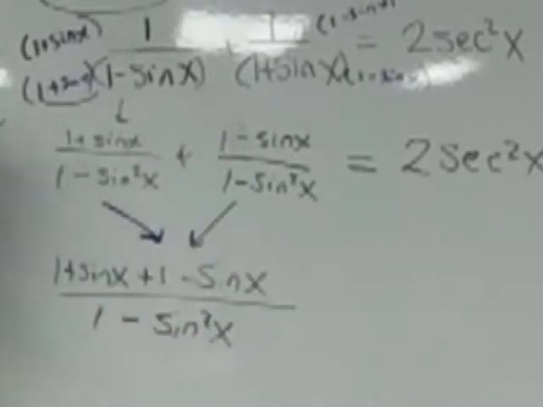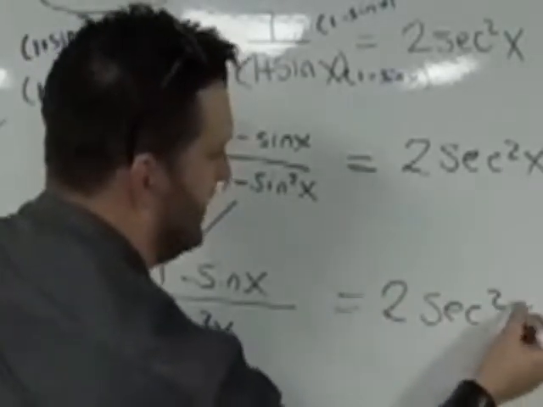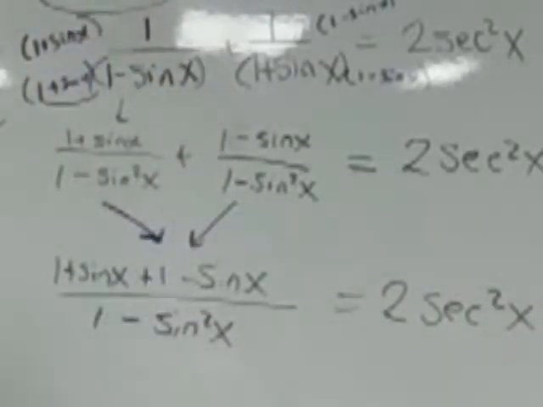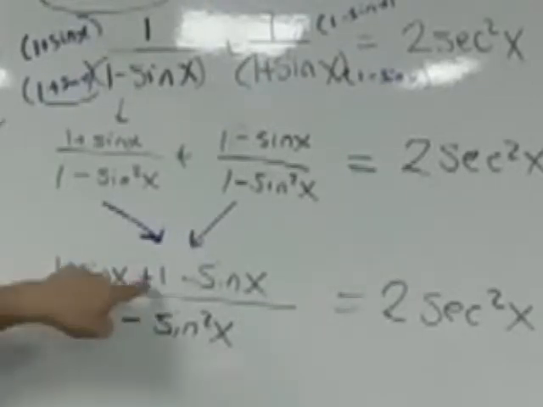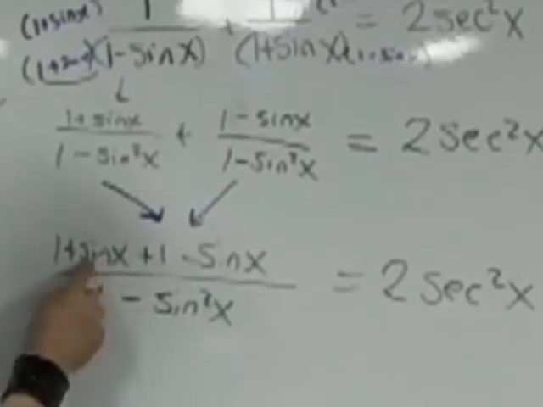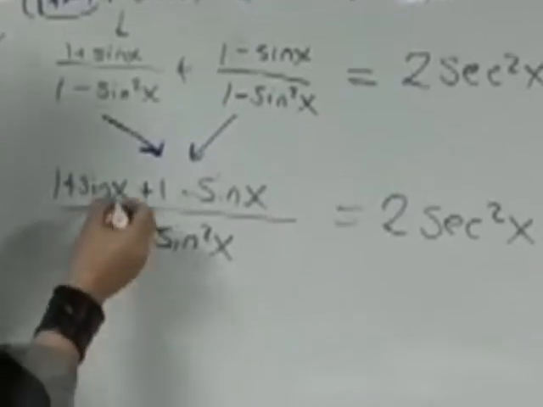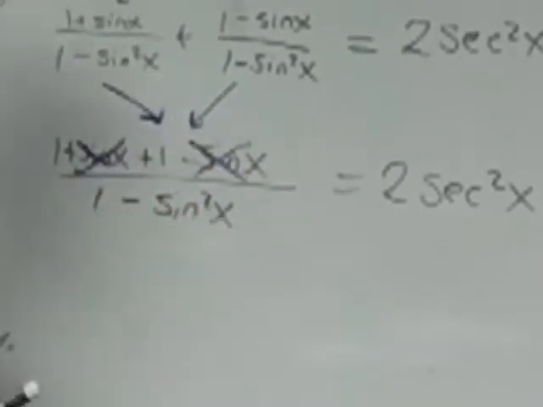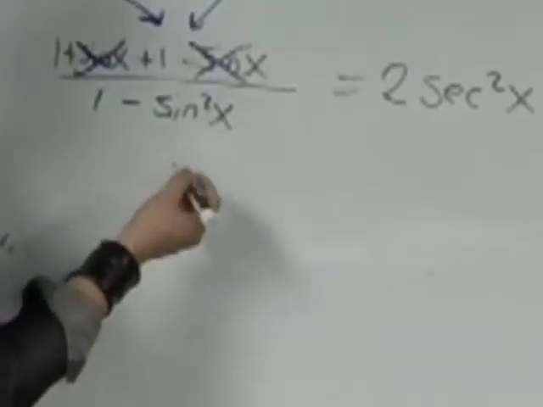Now let's look at what we got. This still equals 2 secant squared x. Our goal is to somehow get 2 secant squared x. All right, so if you look at what we have, we got 1 plus sine x plus 1 minus sine x. It looks like sine x minus sine x just goes away. That's like sine x minus sine x is gone. So this actually crosses out. And the top starts to look like 1 plus 1, which is 2. So I'm going to go ahead and put that.